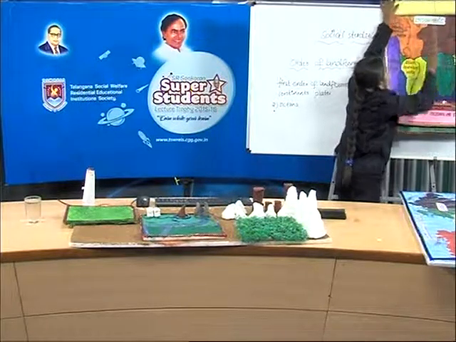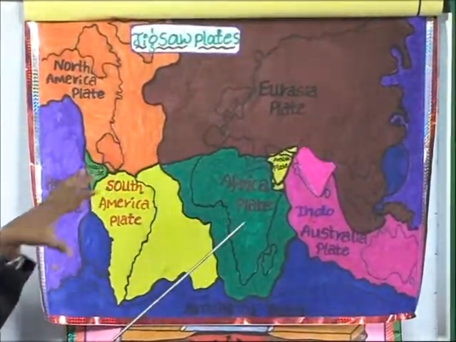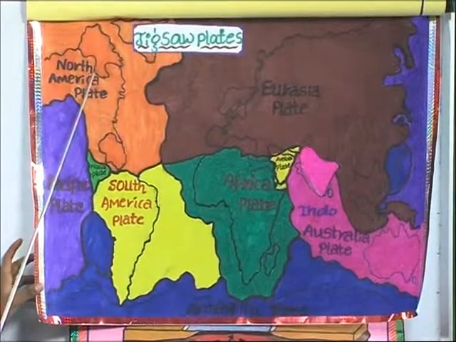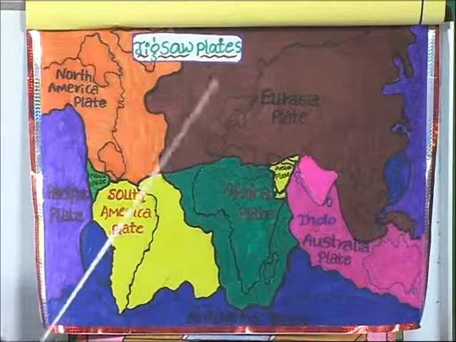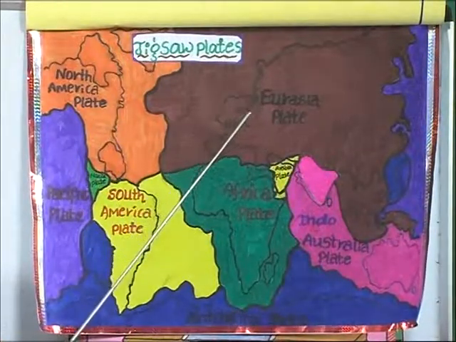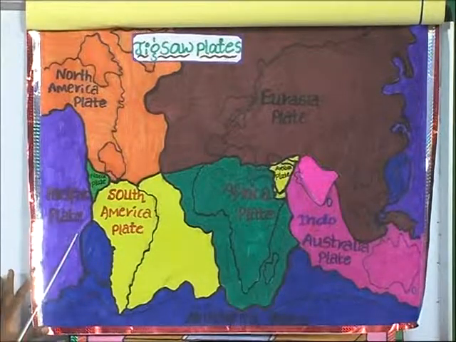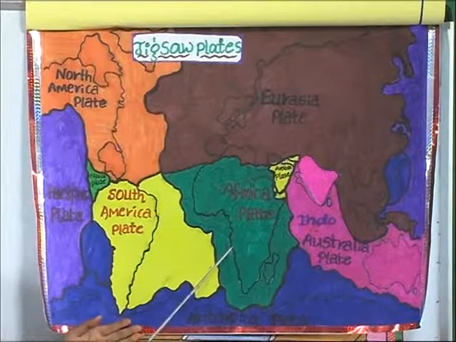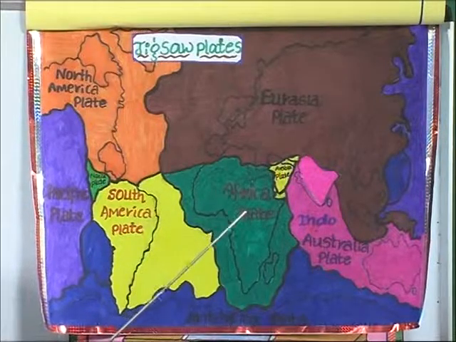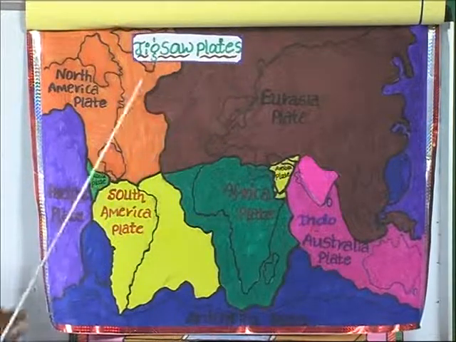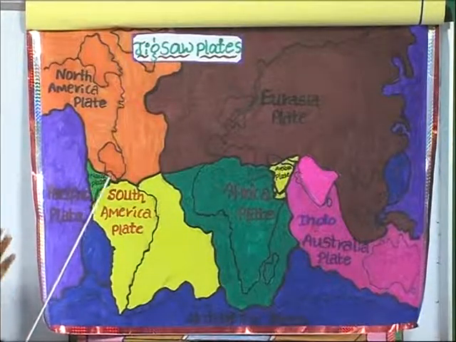See here friends, this is a jigsaw puzzle. These are the 7 major plates. First one is the North America plate, then the Eurasia plate. The Eurasia plate is nothing but Europe and Asia. And the third one is the South America plate, Pacific plate, Indo-Australia plate, Antarctic plate and Africa plate. These are the 7 major plates present in ancient times. And the several minor plates are the Arabia plate, the Nazca plate and so on.